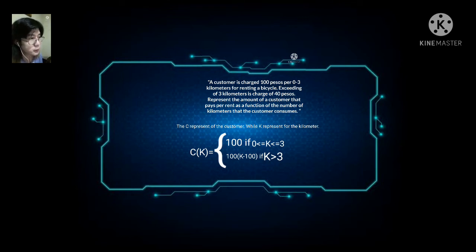So we have to add the 100 plus 140, so that was 140 pesos, and then we have to subtract 100 pesos. So we have the 40 pesos, and we have to add the pay rent, which is 100 pesos, which is the resultant total of 140 pesos.